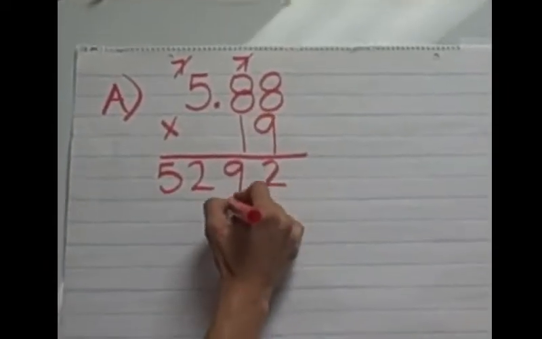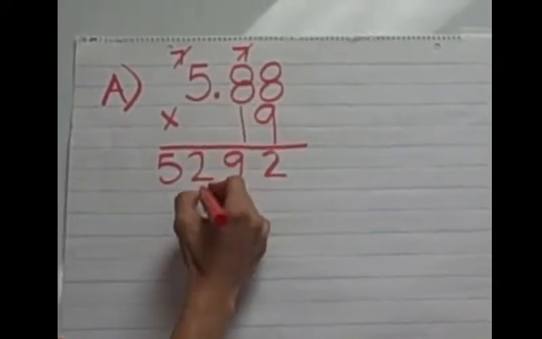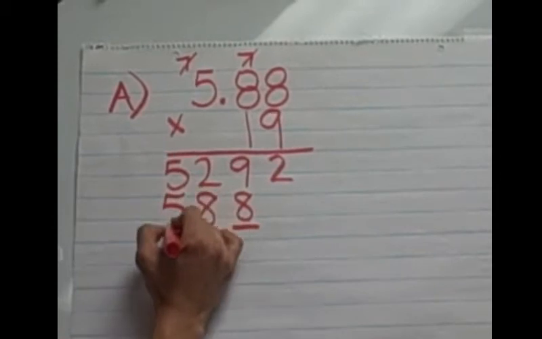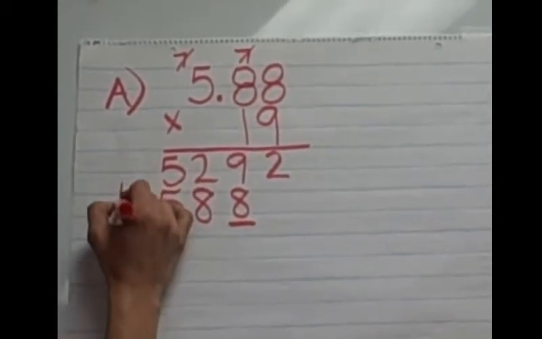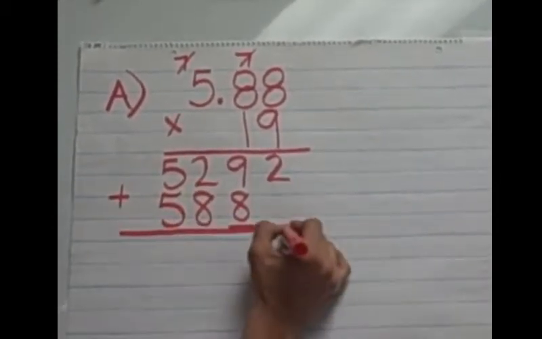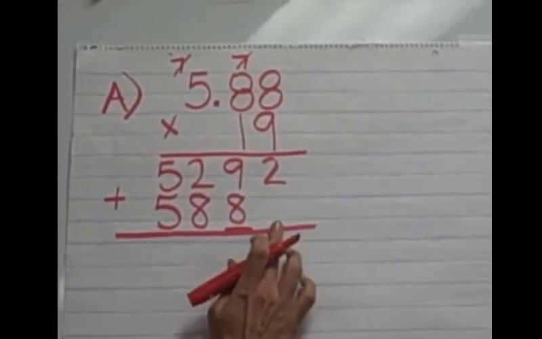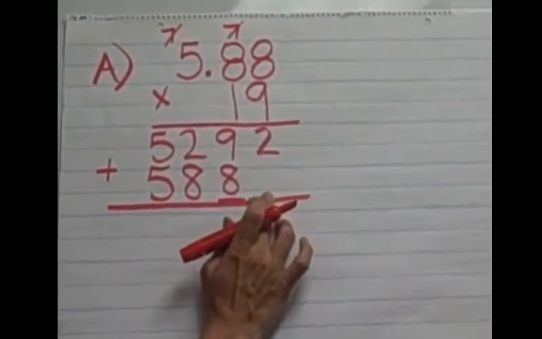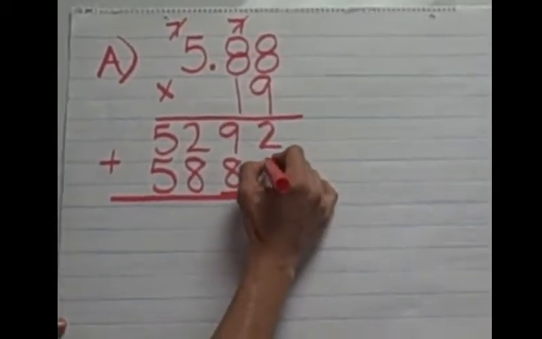1 times 8 is 8. 1 times 8 is 8. And 1 times 5 is 5. We are now at the point where we need to add these 2 rows of numbers. Remember, you can fill this in with an X or you can fill it in with a 0. It's called your placeholder. Okay?